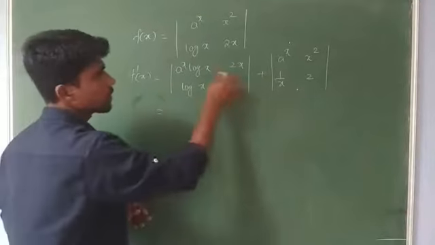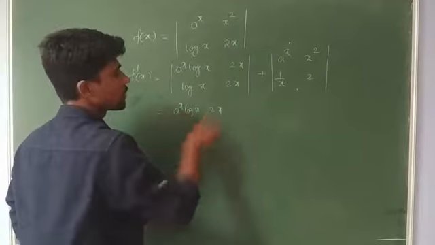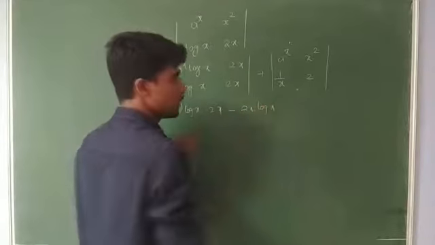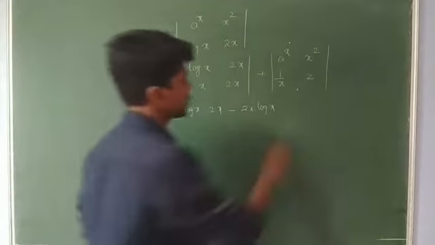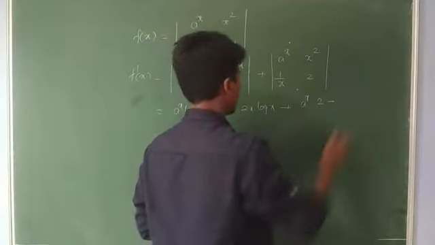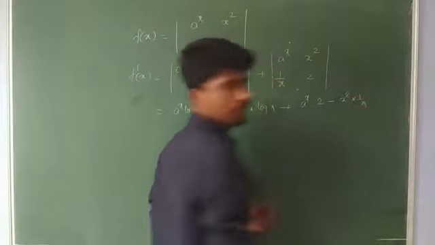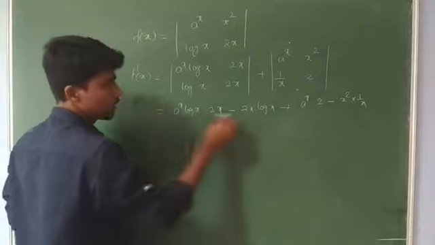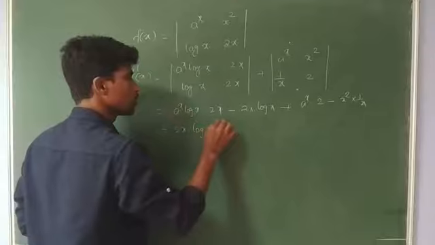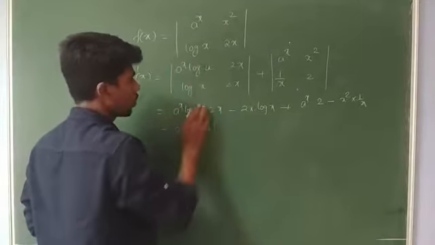Determinant of this particular thing: a power x into log x into 2x minus 2x into log x, plus a power x into 2 minus x square into 1 by x. Still, if I simplify these two, I can take 2x into log x common, a power x into log, you know this one, a power x into log a.